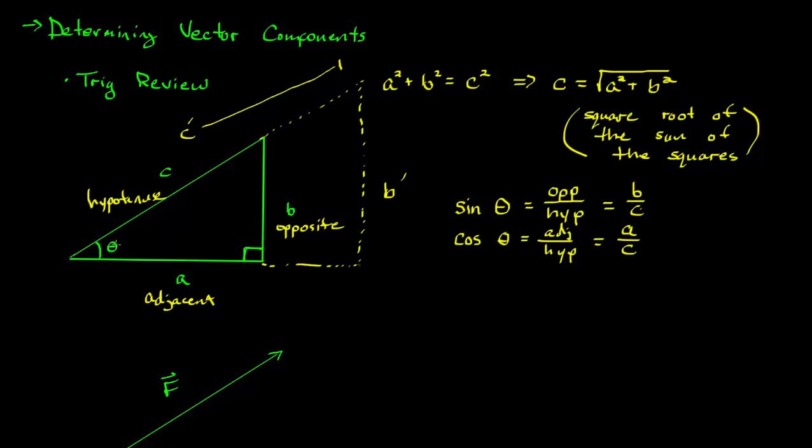And then the last one that we'll deal with is going to be these two, tying these two together. So it's always opposite over adjacent, and that's called tangent. We just use tan as the abbreviation. So that's opposite over adjacent, which would be B over A.